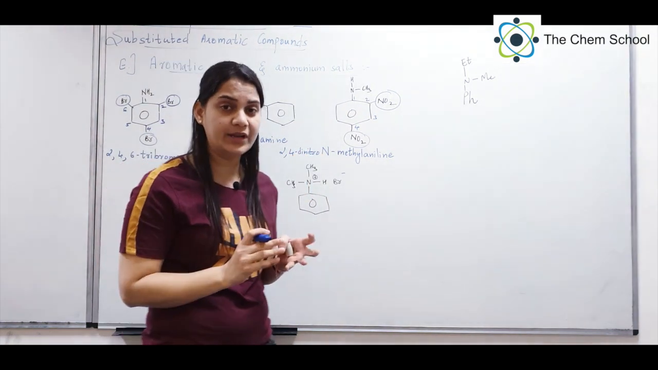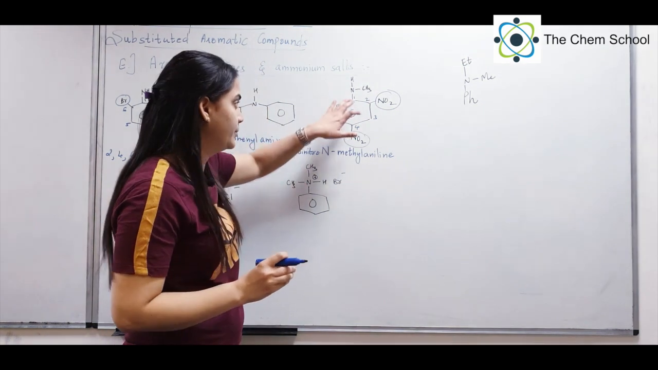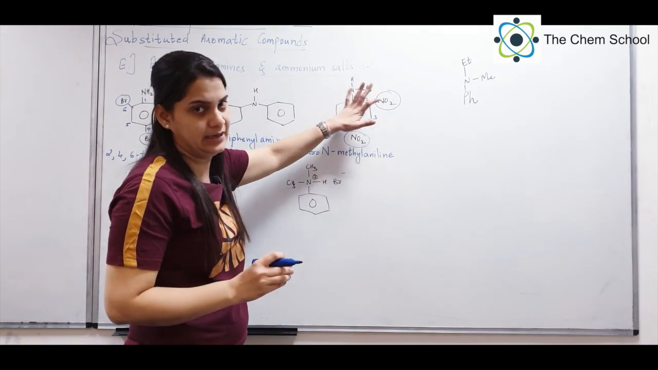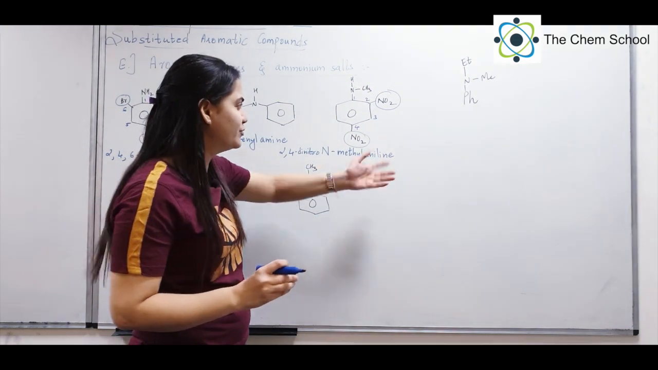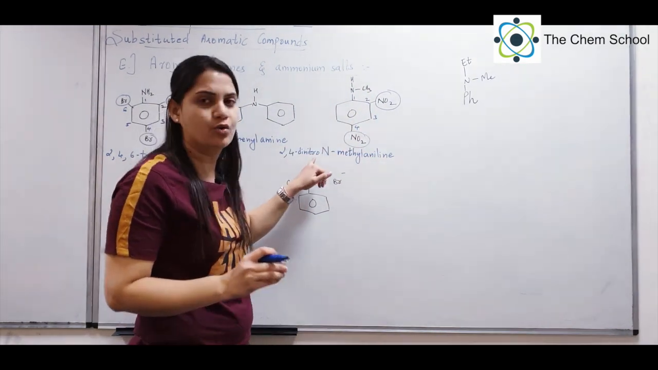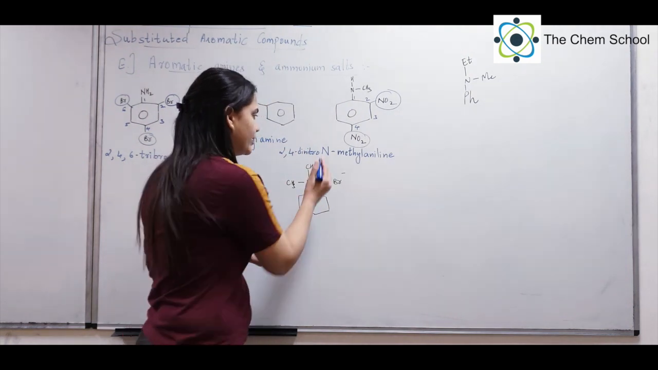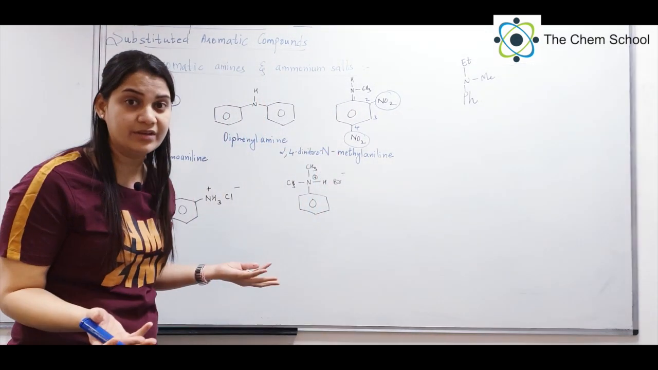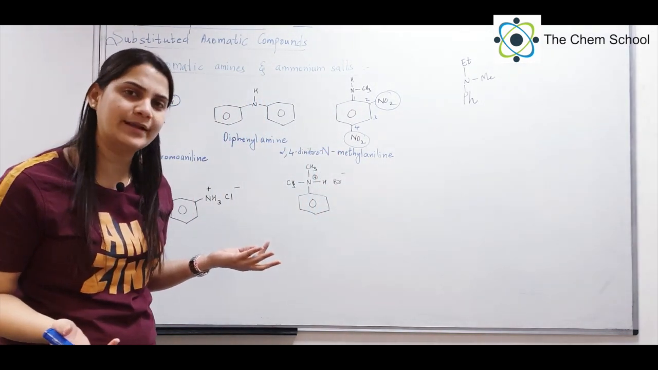So first worry about the root name. The root name is going to be N-methyl aniline, and then talk about your substituent, which is nothing but the 2,4-dinitro group, right? So this is how you will write down the nomenclature. This is very, very simple. Similarly, have a look at the next one.